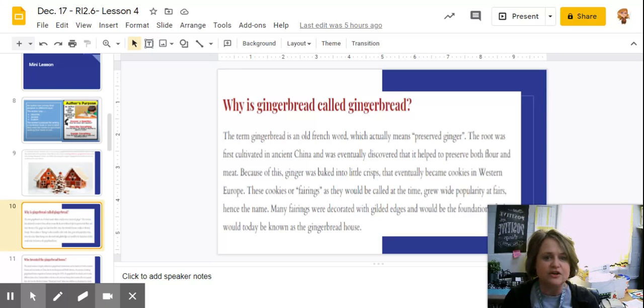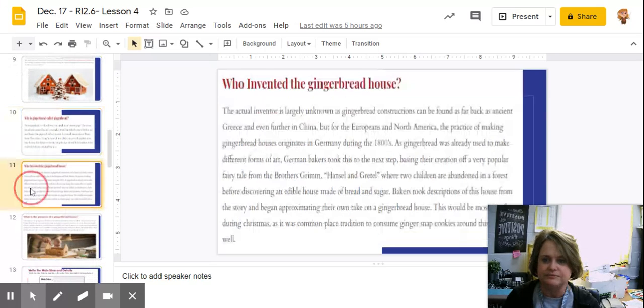Many fairings were decorated with gilded edges and would be the foundations of what we know today as the gingerbread house. So why is gingerbread called gingerbread? It is from preserved ginger that was found in ancient China.